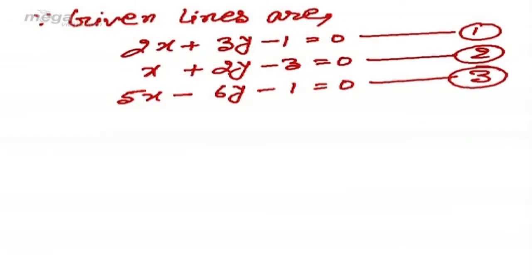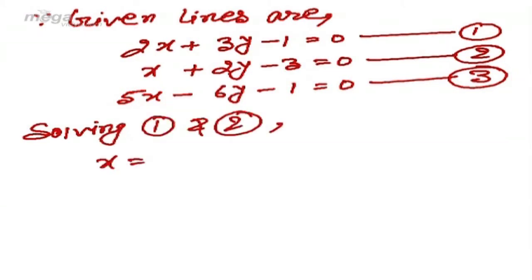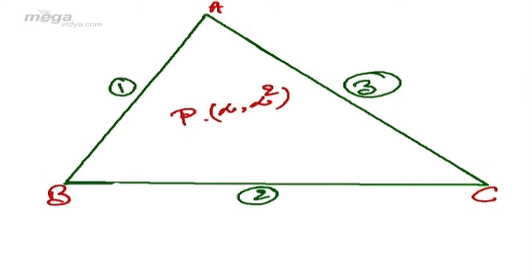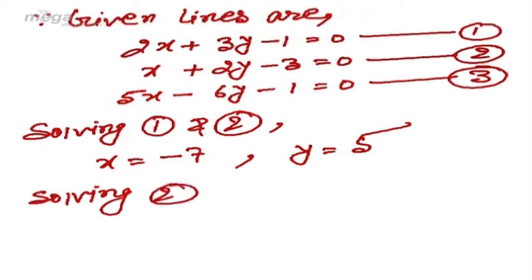Now we will find the point of intersection of these three, taken two at a time. So I'm solving here, solving 1 and 2. What do you get? The value of x and the value of y. We get x is equal to minus 7 and y is equal to 5. So from the figure you can see the point of intersection of line 1 and line 2 is minus 7 comma 5. Now we will solve the second and third. Now solving the equation number 2 and equation number 3.